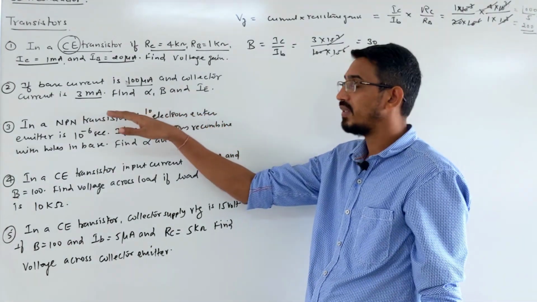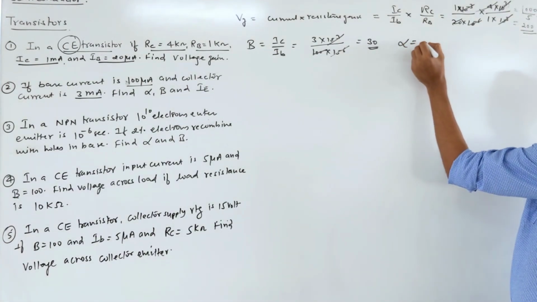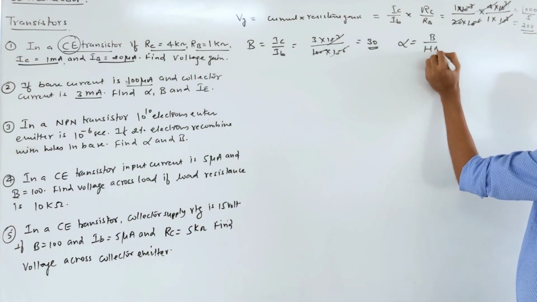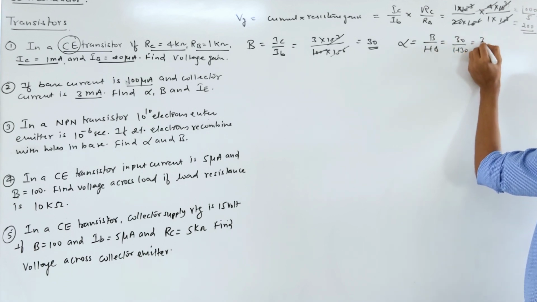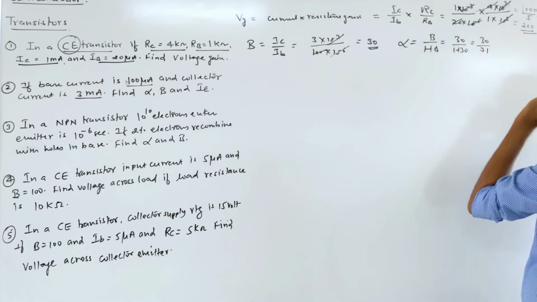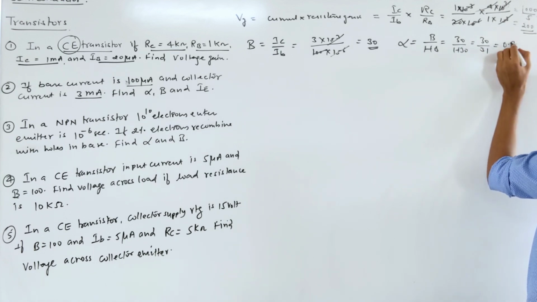You want to find alpha? You know beta, so you can write the relation. Alpha is beta upon 1 plus beta. It means 30 upon 1 plus 30, which is 30 upon 31. Something like 0.9697 we will get here.